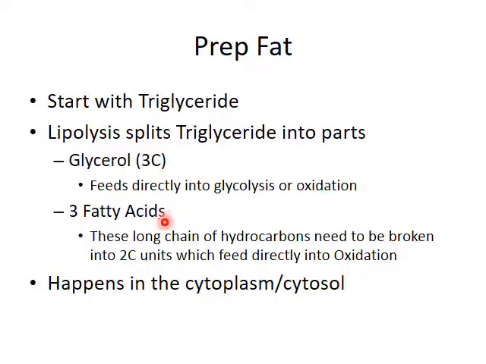Then we need to take those fatty acids and break them down into two carbon units. So chopping off two carbons at a time, which are fed directly into oxidation. All this is going to happen in the cytosol.